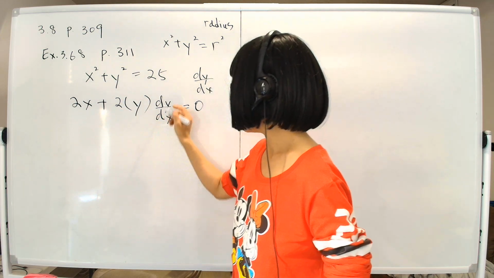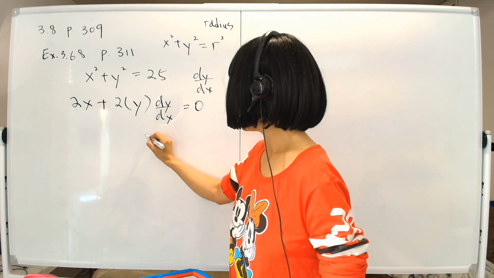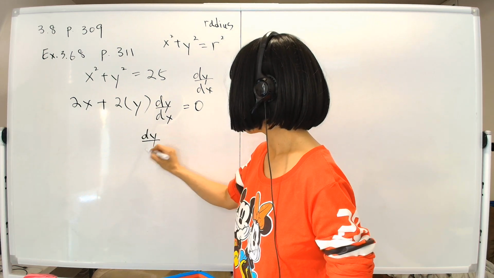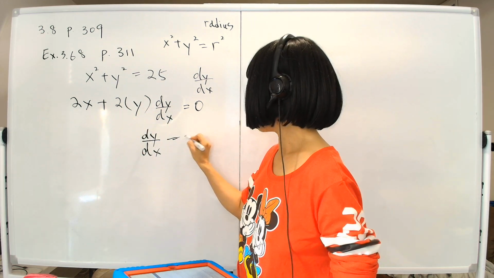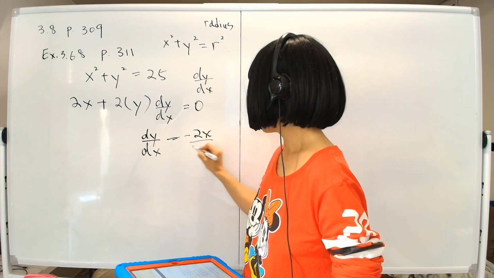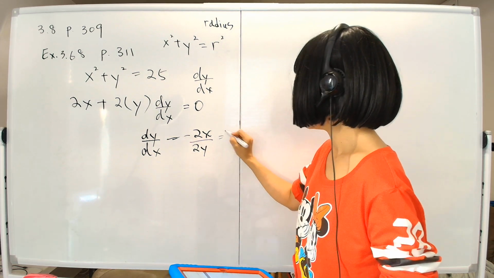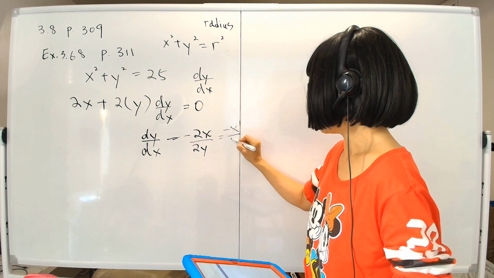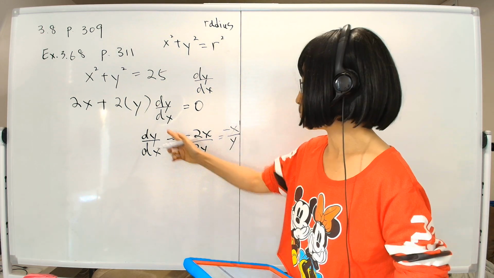And then we are going to isolate dy by dx. So to isolate it, we have dy by dx, and then move the 2x to the other side, which becomes negative. And then move the 2y down below, which gives you negative x over y. Now that is the derivative that we've been looking for, dy by dx.